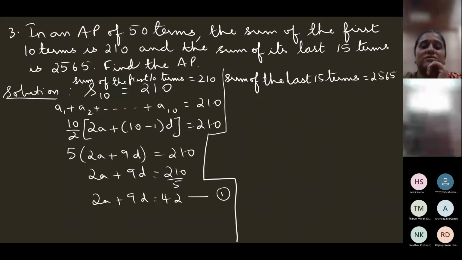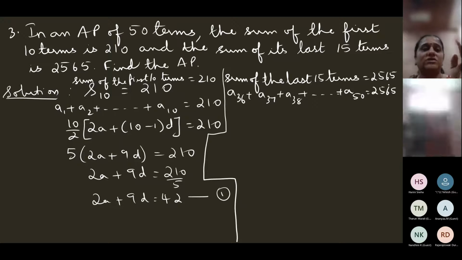There'll be 16 terms. So if A50 is at one end, which is the term at the other end? A36. So the sum of the last 15 terms will be A36 plus A37 plus A38, like this till A50. This is 2565.